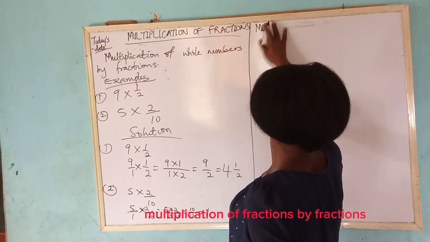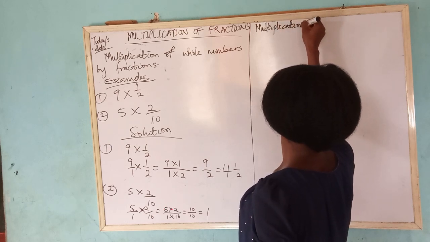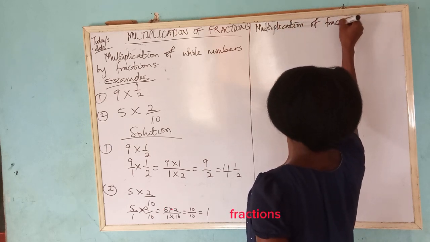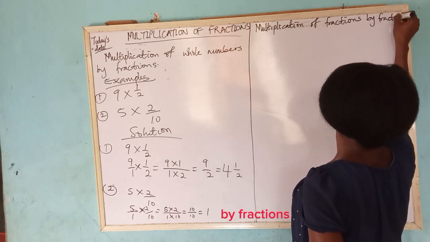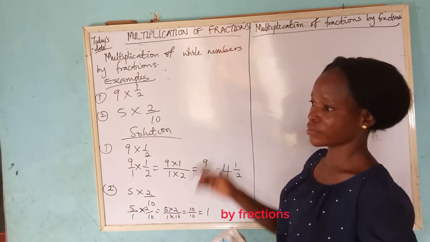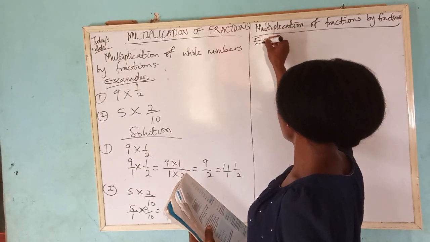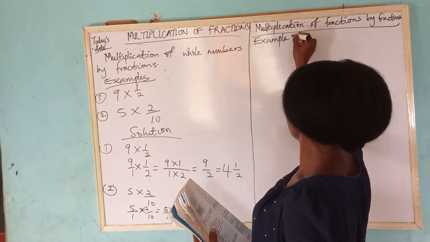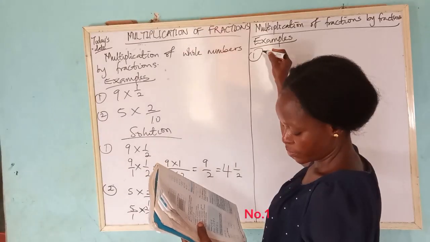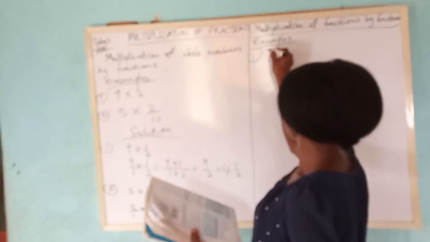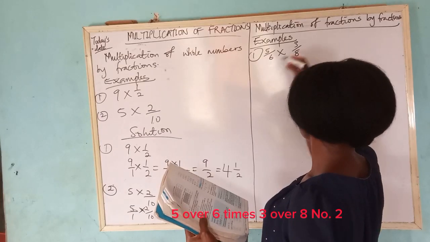Multiplication of fractions by fractions. Let me put some examples that we're going to do. Number 1: 5 over 6 times 3 over 8.